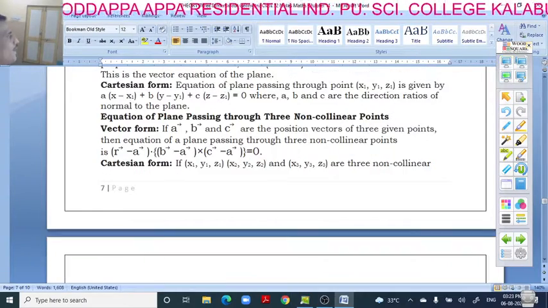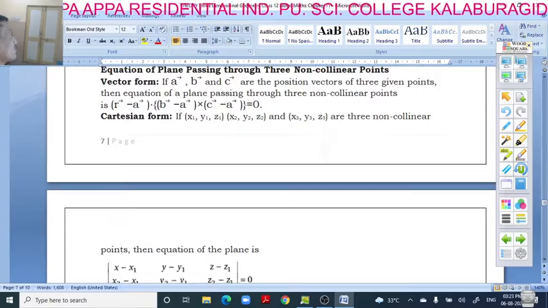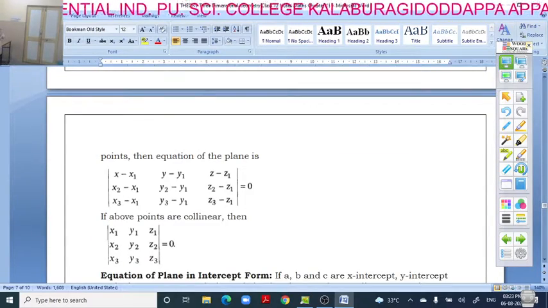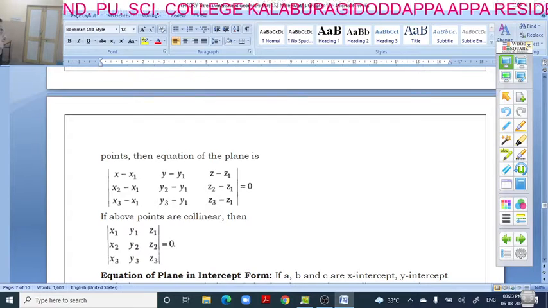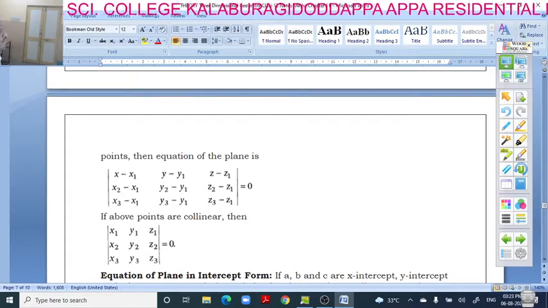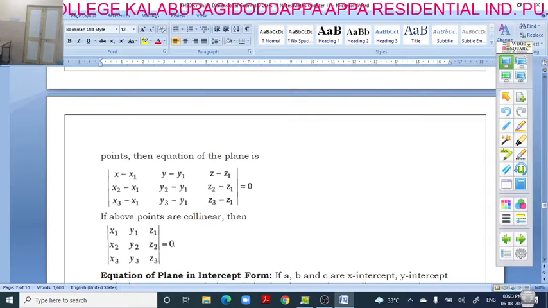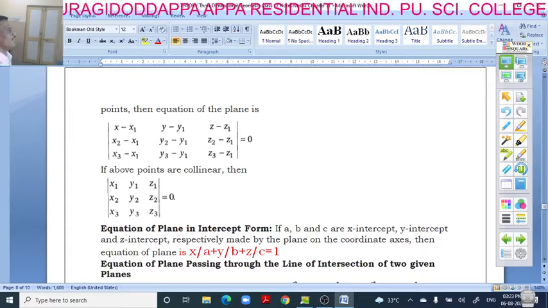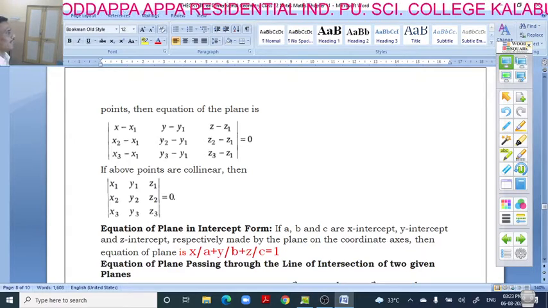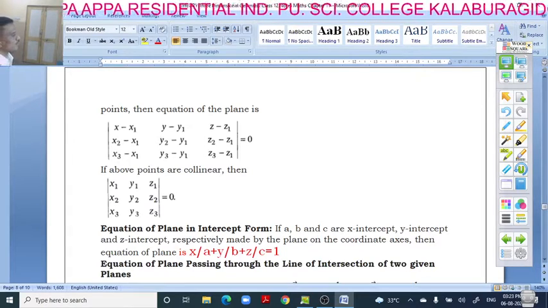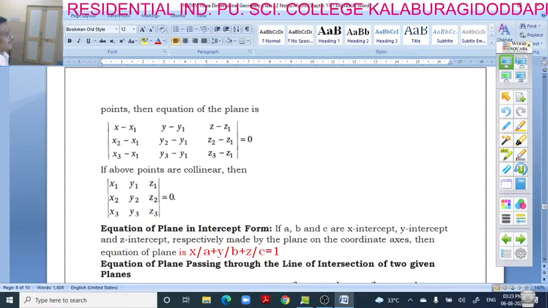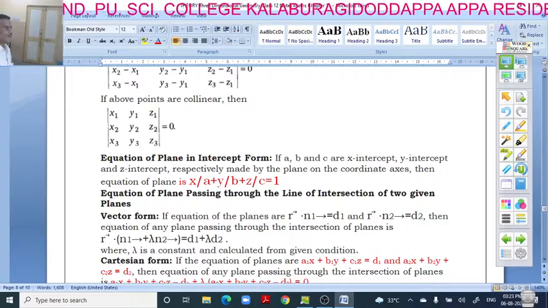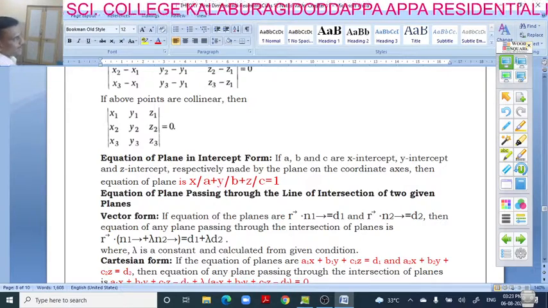is equal to 0. Same, if you are writing the Cartesian form, then you remember the determinant of (x minus x1, y minus y1, z minus z1; x2 minus x1, y2 minus y1, z2 minus z1; x3 minus x1, y3 minus y1, z3 minus z1) is equal to 0. If the above points are collinear, then the determinant of (x1, y1, z1; x2, y2, z2; x3, y3, z3) is equal to 0. So next, important point, equation of a plane in the intercept form.